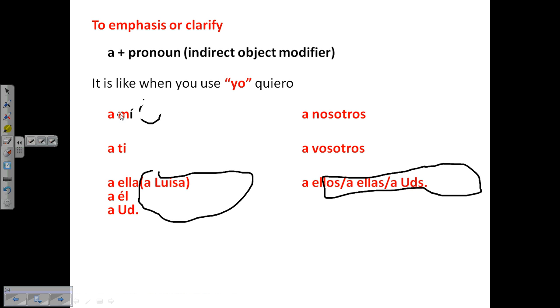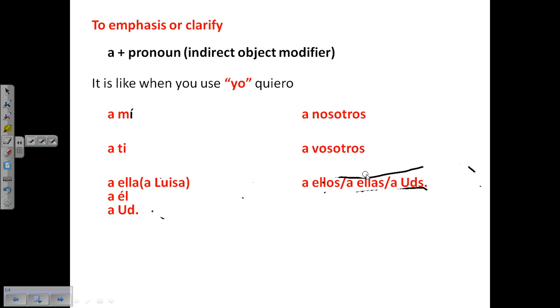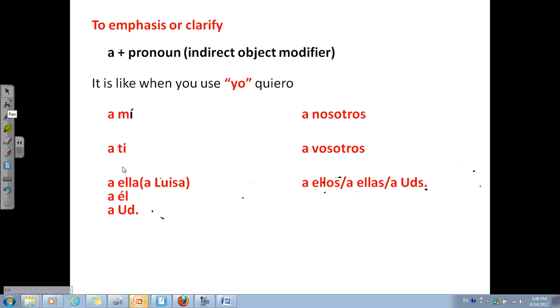I'm going to erase this. Okay, please write down these modifiers. Some of these are necessary and some are not. And basically why I had those two circled is most of the times you would need the modifiers for the a ella, a él, a usted, because you're not sure who the le is, or the a ellos. So here, a mí would go with the me, a ti would go with the te, le, nos, os, les.